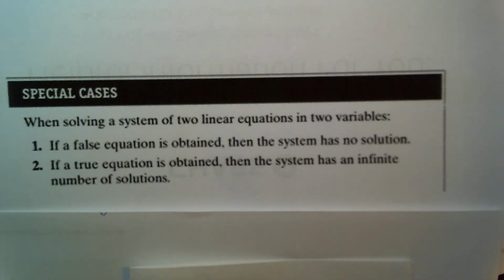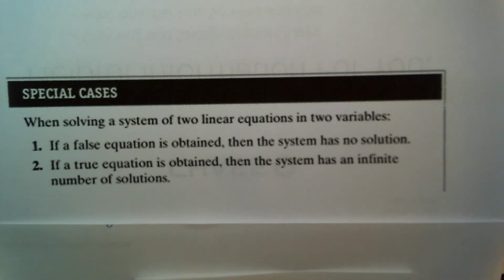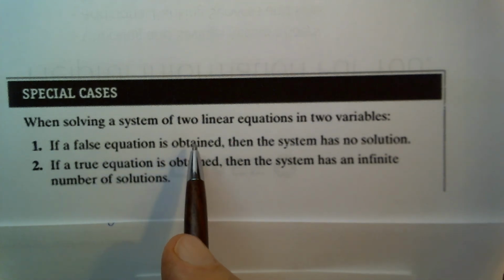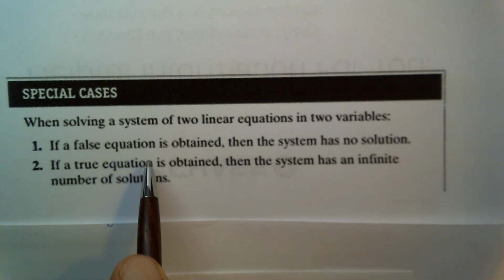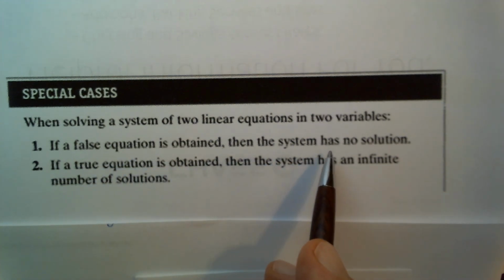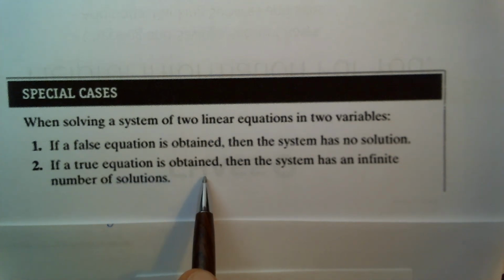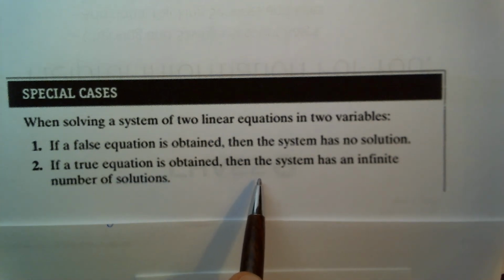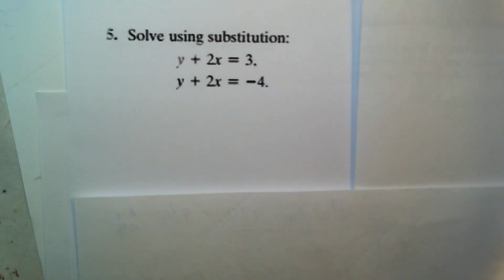For the first three exercises, everything worked out well. We got one solution, one value for x, one value for y. But let's look at some special cases. When solving a system of two linear equations in two variables, if a false equation is obtained, then the system has no solution. And if a true equation is obtained, then the system has an infinite number of solutions. So let's look at some of those special cases.